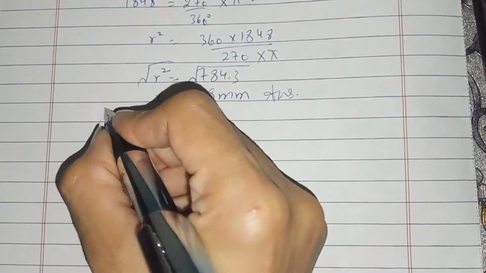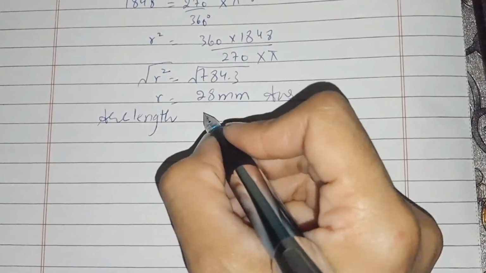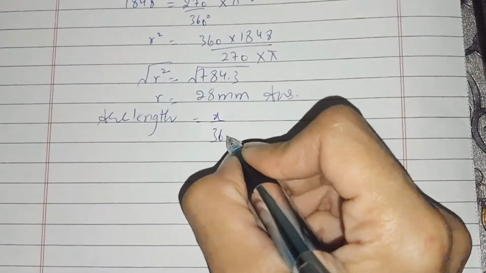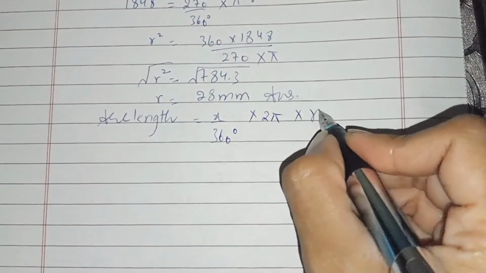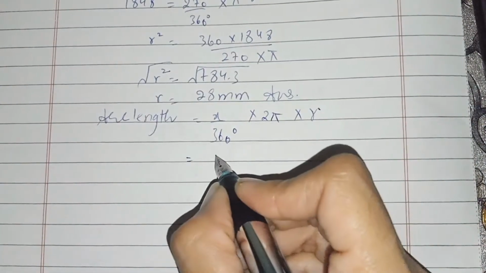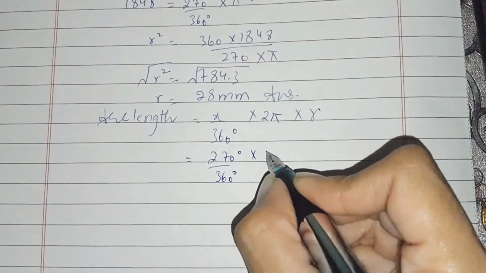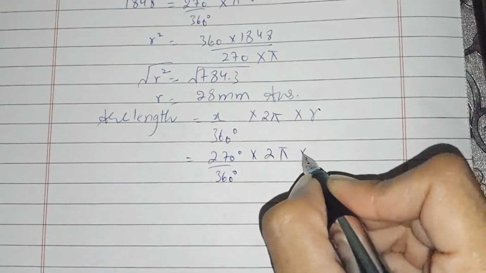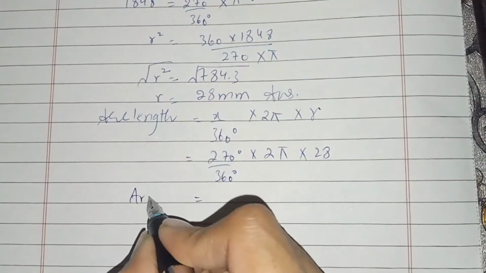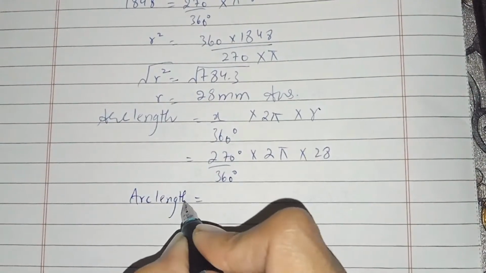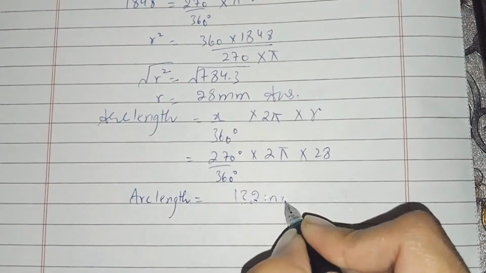Now we find the arc length. Arc length is x over 360 degrees multiplied by 2 pi r. x is 270, 360, 2 pi, and r is 28. By solving these values on the calculator, we get the value 132 millimeters.